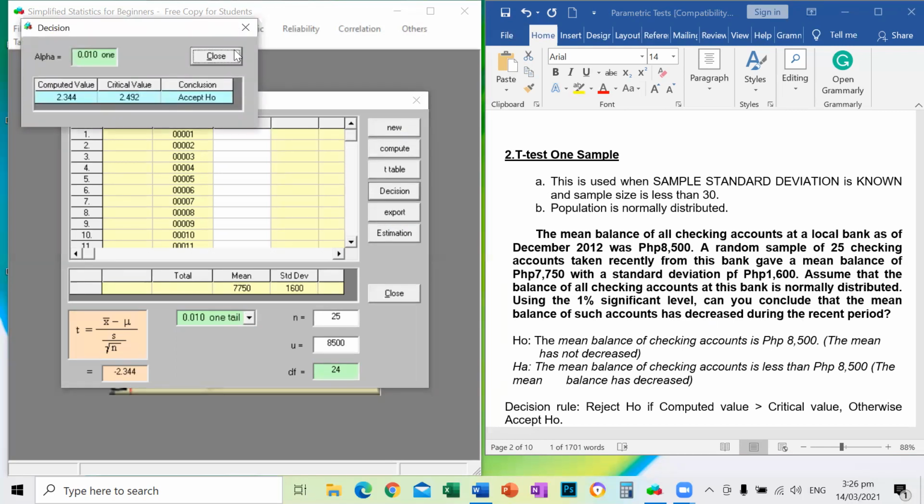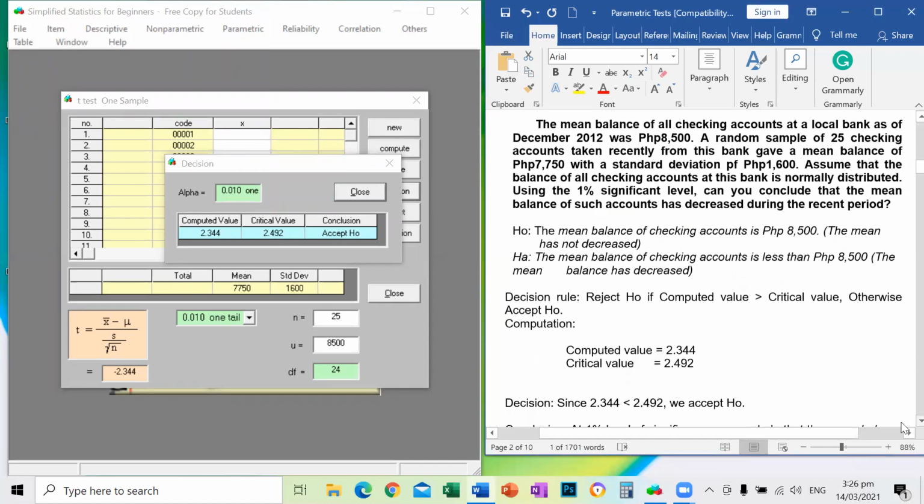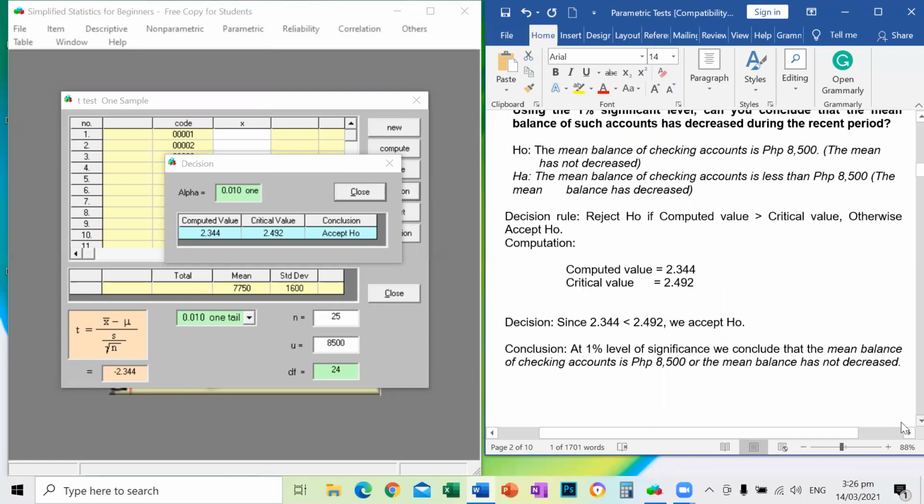Very fast. We now have the computed, critical, and your conclusion: accept H0. Given that, you'll have this: the mean balance of checking accounts is 8,500, or the mean has not increased, that is your H0. The alternative is the mean balance of checking accounts is less than 8,500, thus the mean balance has decreased. Given this, this is our computed and critical value.